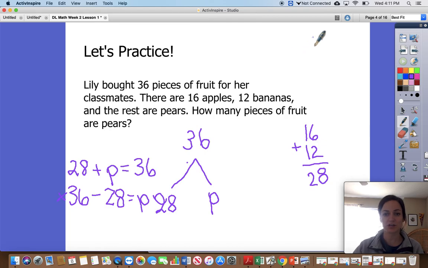So I'm going to go ahead and subtract 36 minus 28, and I'm only doing it up here because I'm running out of room. Okay, so don't worry about that. 36 minus 28, okay?